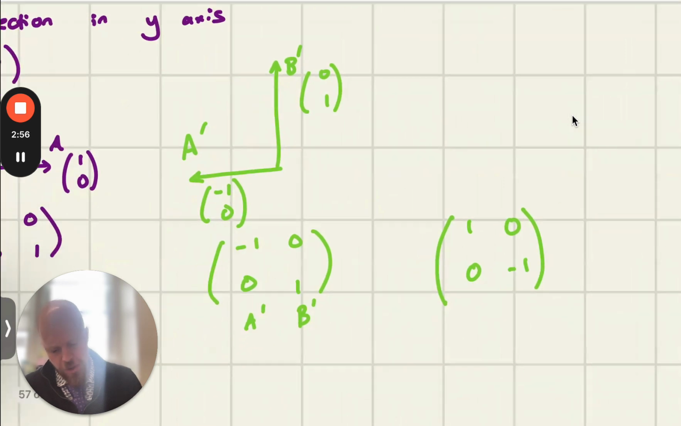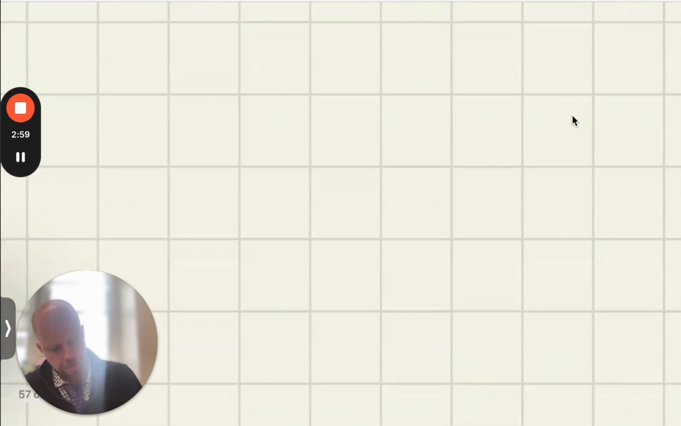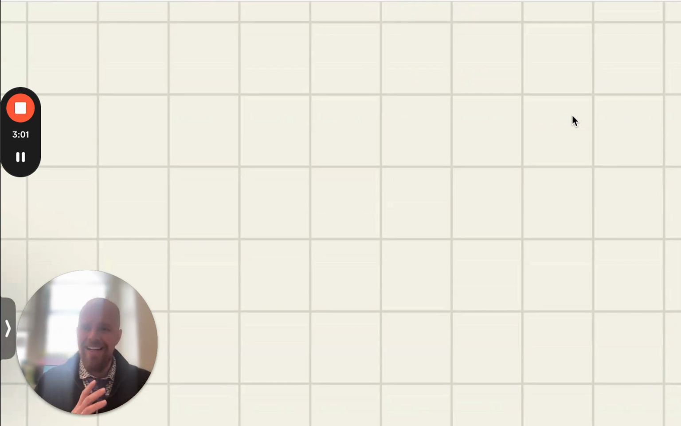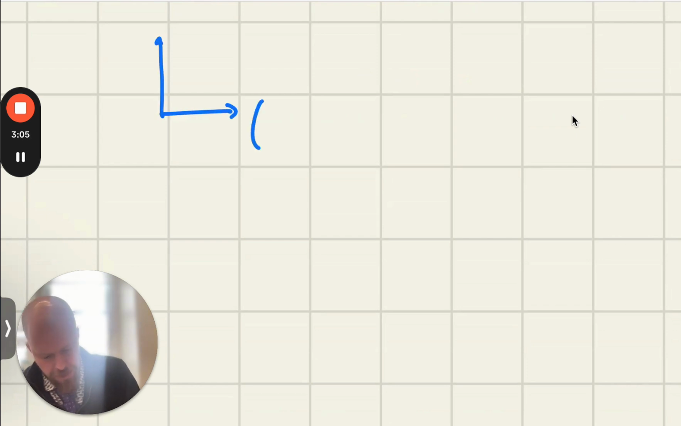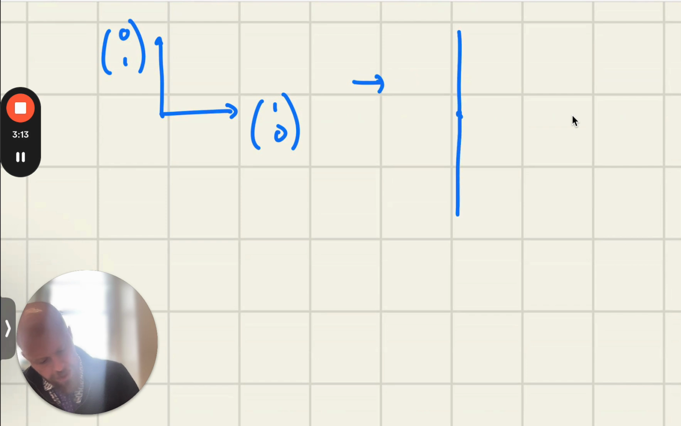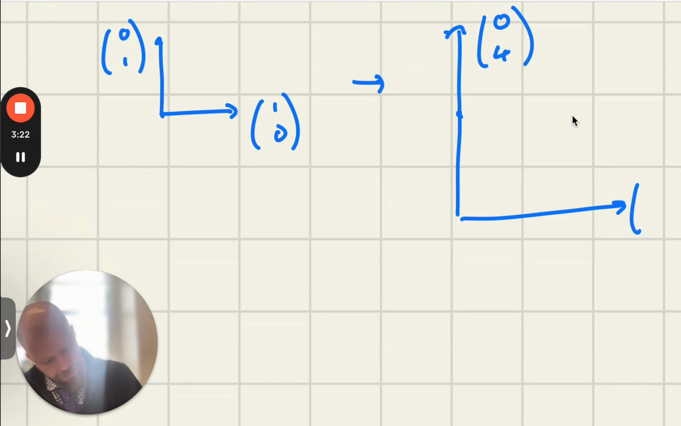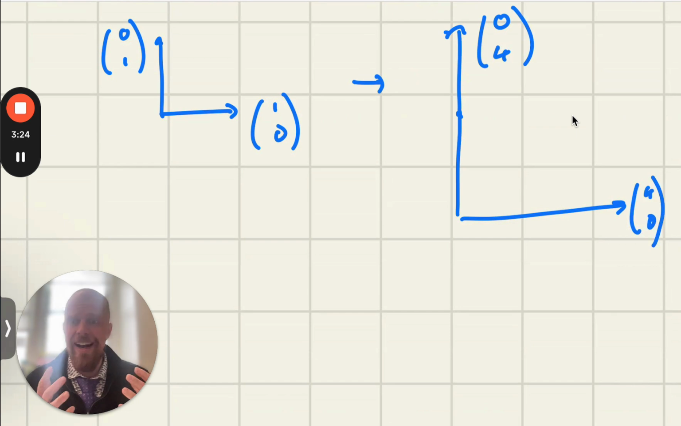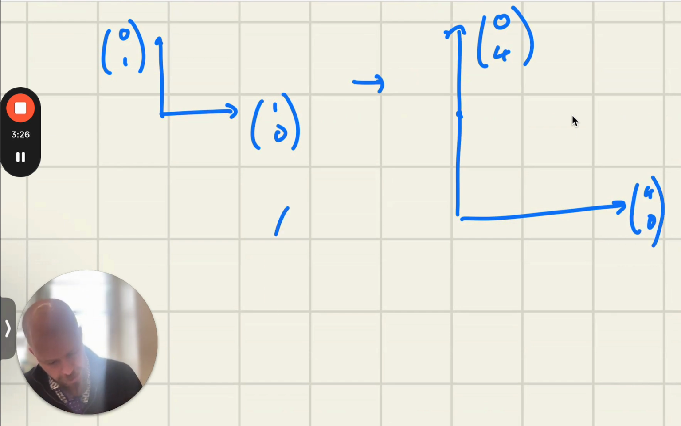Let's take a stretch. Let's say that I'm going to enlarge both x and y by scale factor 4. So we have our vectors (1, 0), (0, 1), and they're being stretched by scale factor 4. So it's now 4 times as long. That means this is now (4, 0). Oh, no, sorry, wrong way around. (0, 4) and (4, 0). So for an enlargement, scale factor 4, the matrix will be (4, 0, 0, 4).